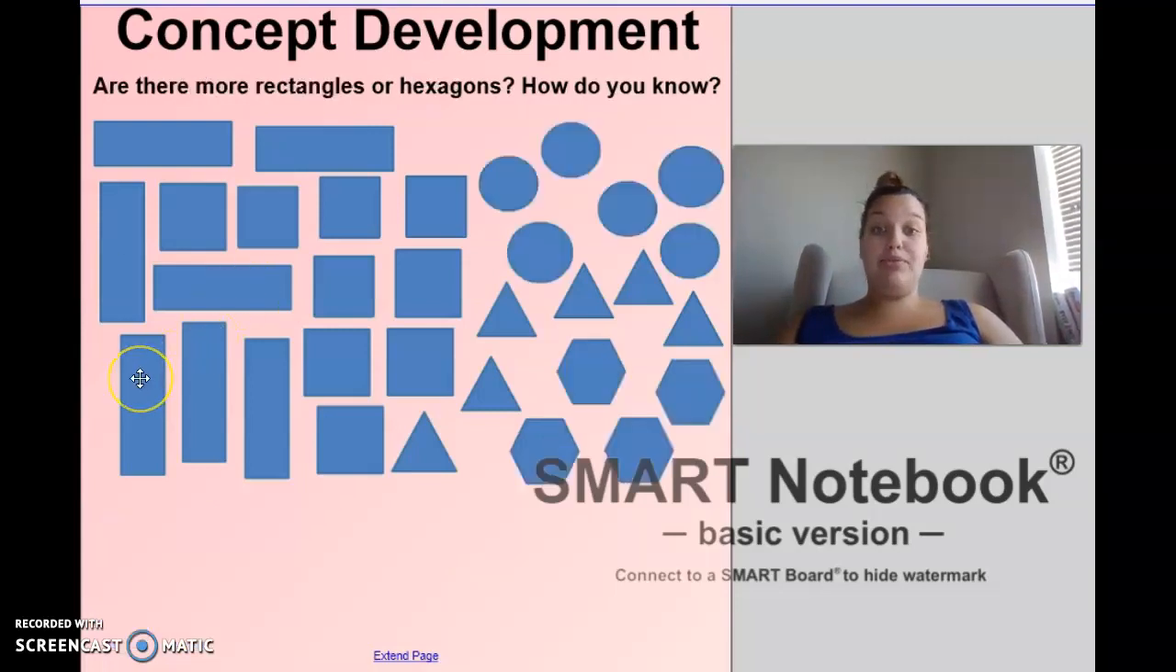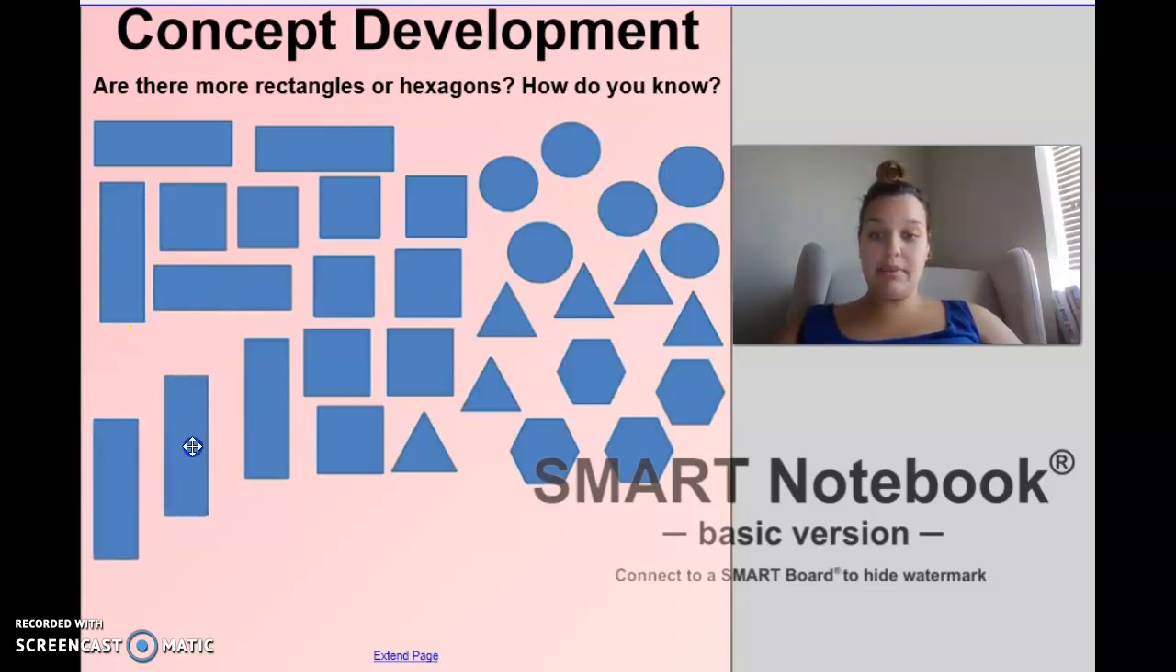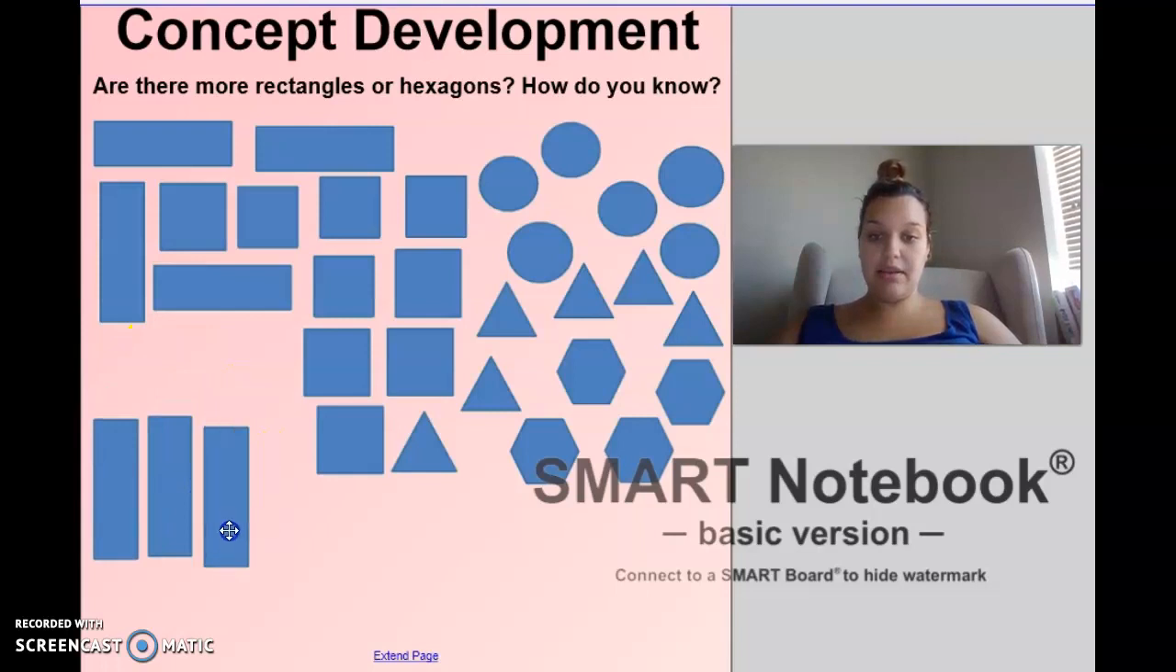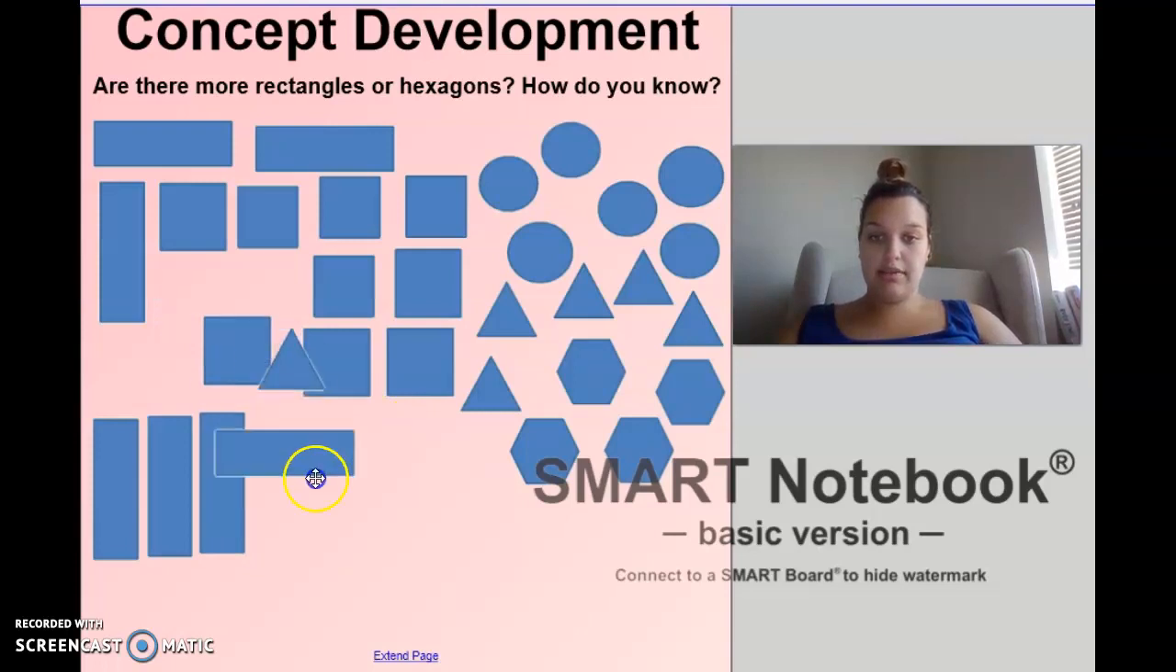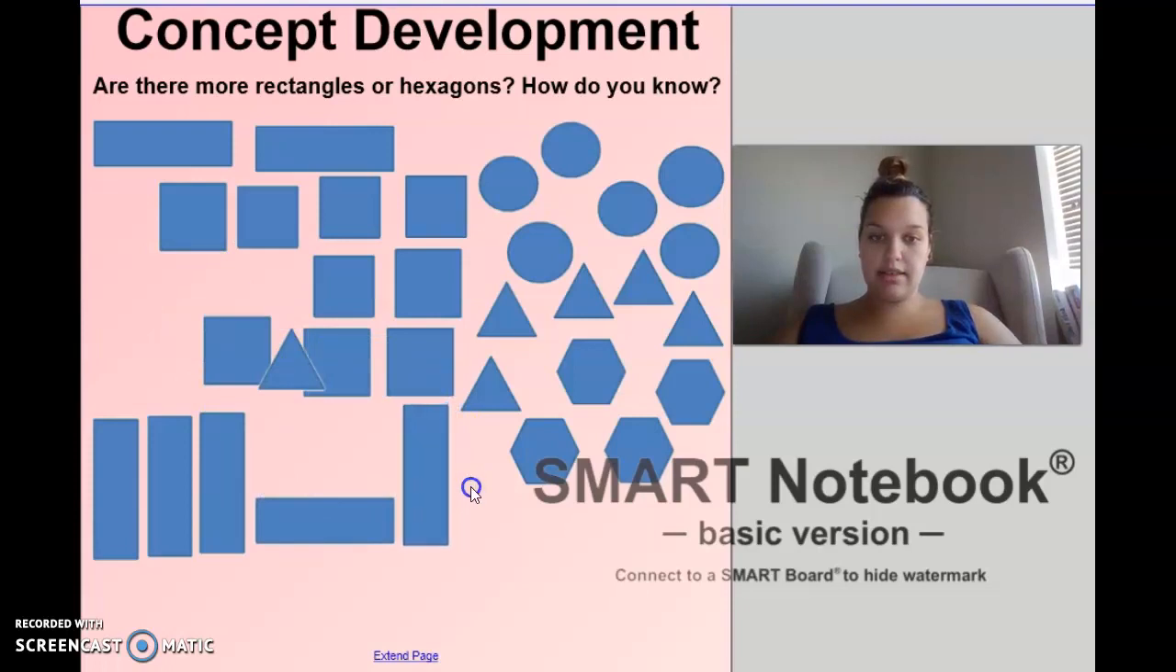Ooh, now we're moving to rectangles and hexagons. I'm going to move these rectangles down. I'm going to need your help making sure I got all of them. Look, they tried to trick us. I'm going to start moving some hexagons down.